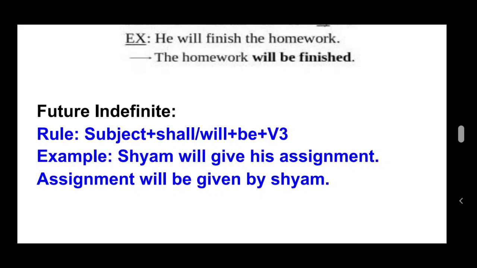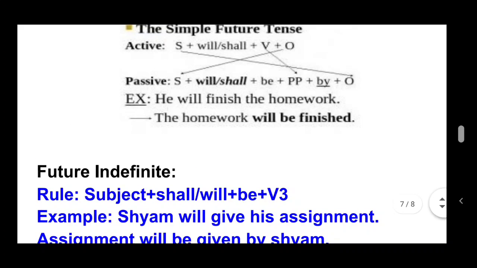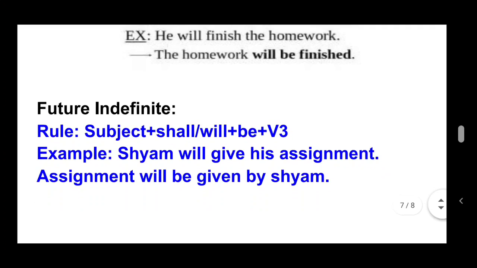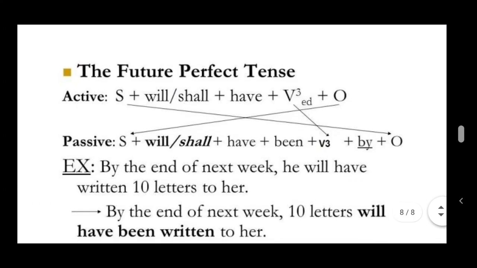Then see the structure for future tense, that is simple future: subject plus shall or will plus be plus verb 3. The example is "Shyam will give his assignment." In passive, "assignment will be given by Shyam." "The homework will be finished by him."